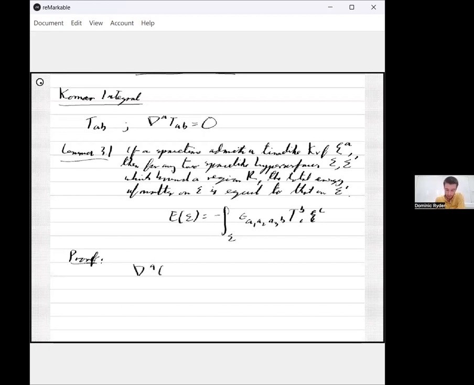So first, this is going to be true. Nabla A of T_AB xi^B is, just by the product rule, this is 0 by our conservation law, and this is 0 by Killing's equation, because T_AB is symmetric, and by Killing's equation, nabla A xi B is antisymmetric, so that's equal to 0.